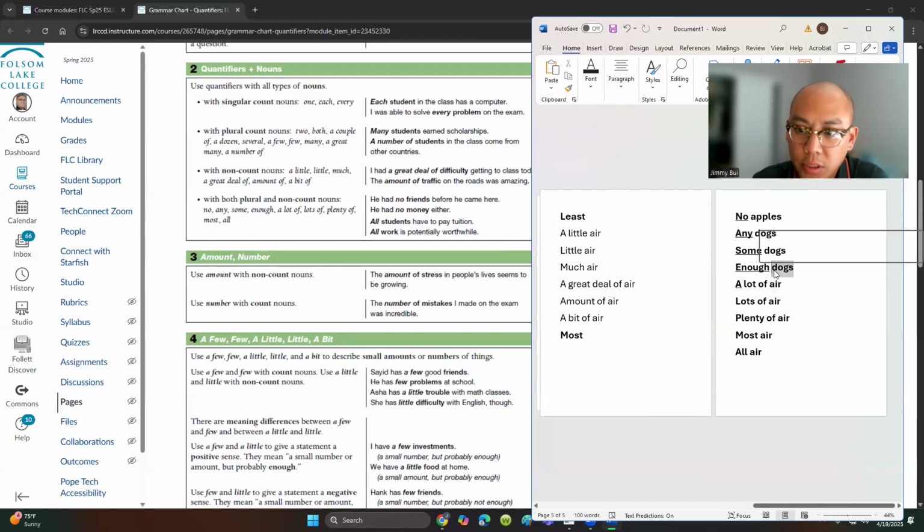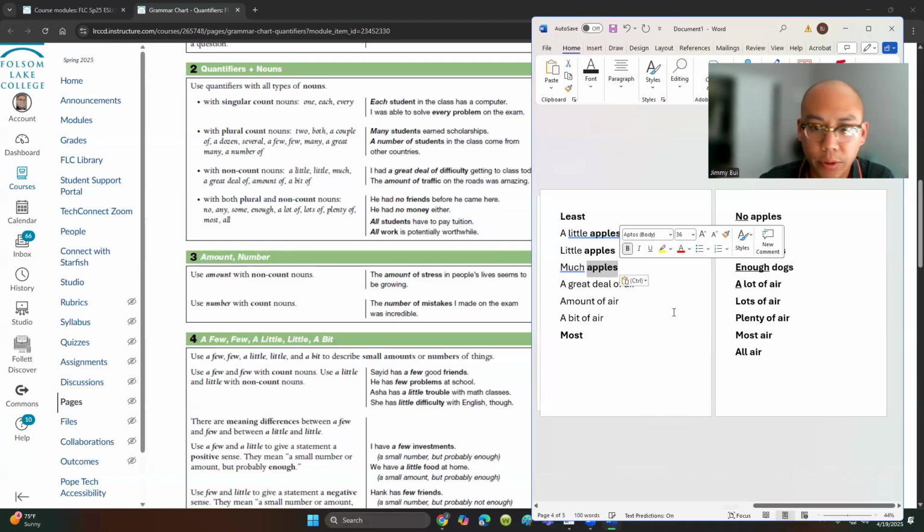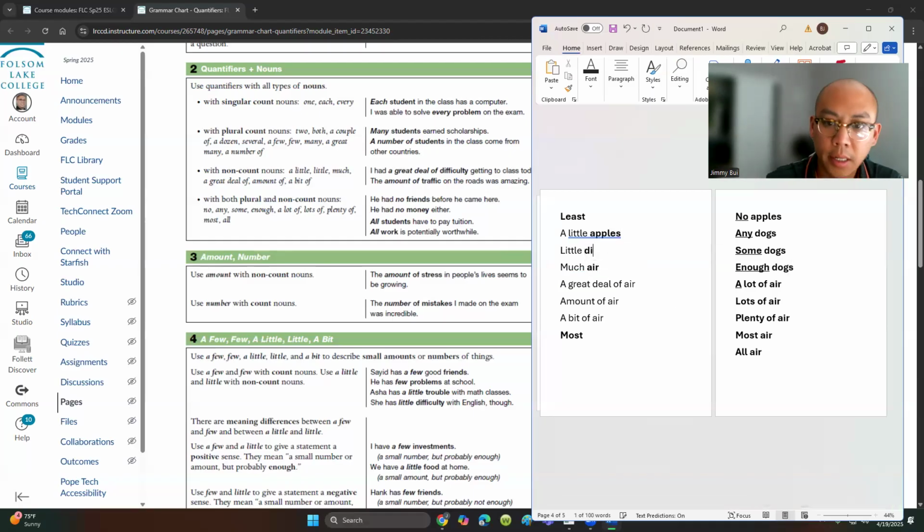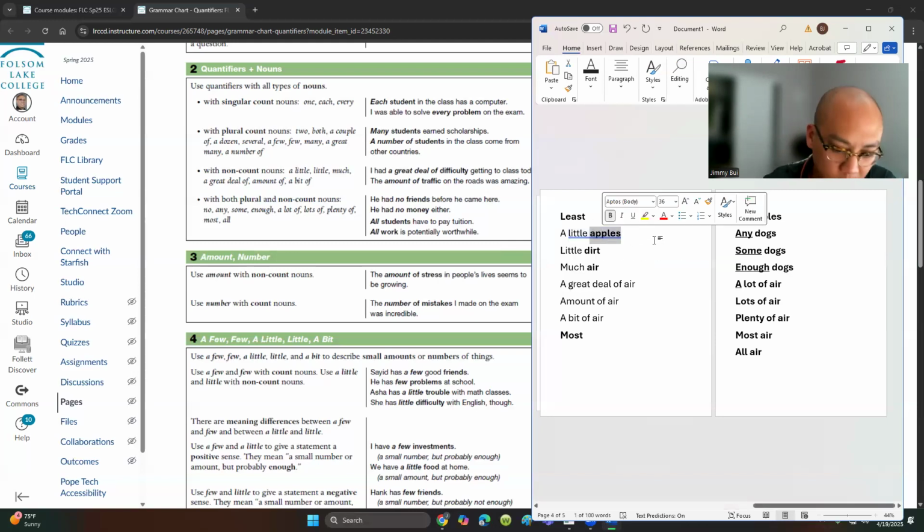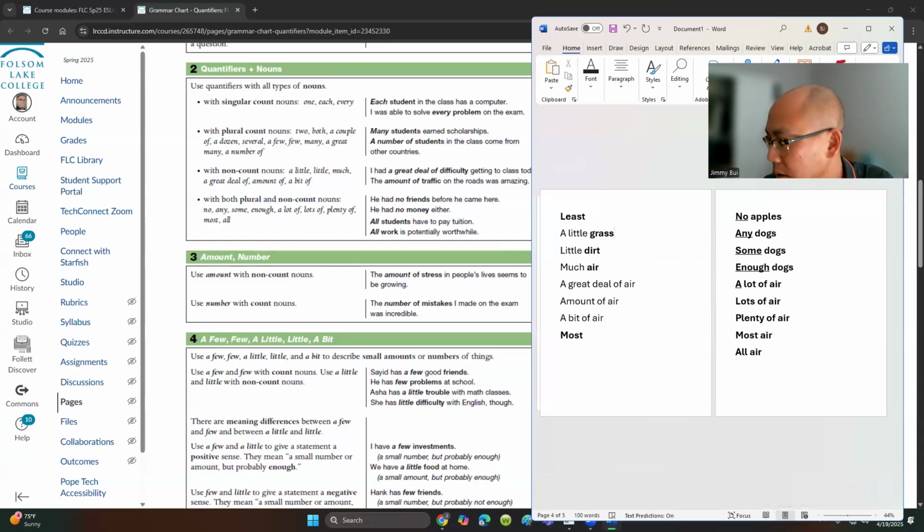So, of course, these words can be used with non-count and count. Here are non-count, so a little apples does not work. These only work with non-count on the left side here of the video. So dirt, air, love, soil, grass, money. These types of words that don't have a plural form generally are considered non-count.